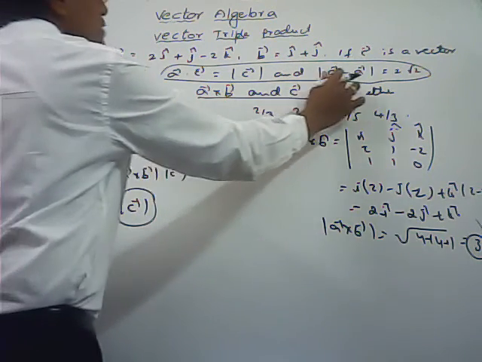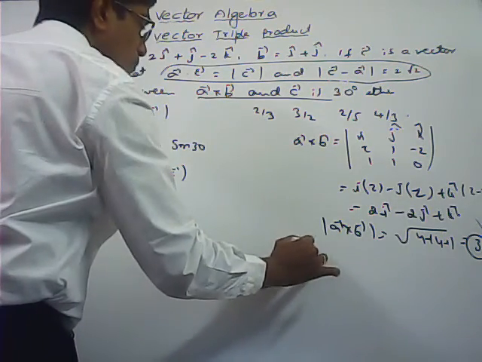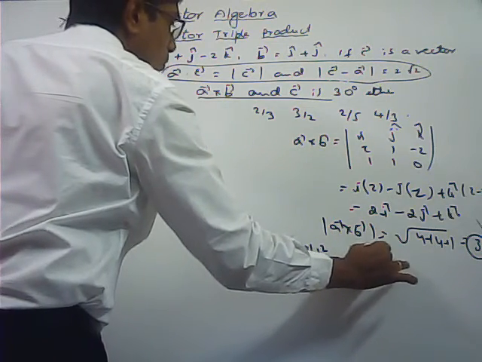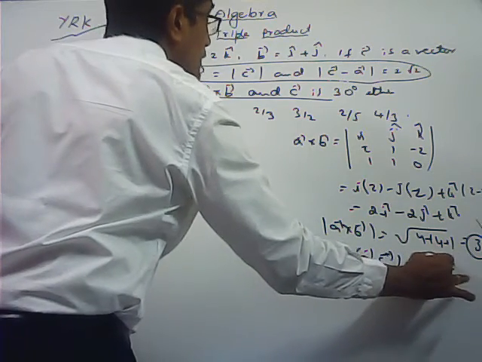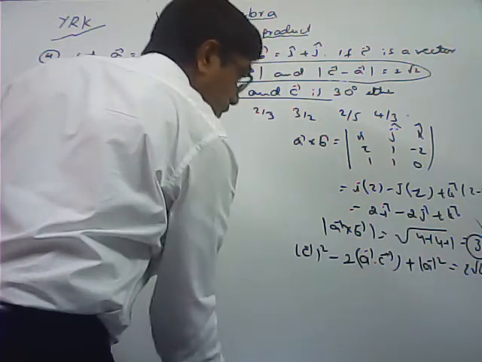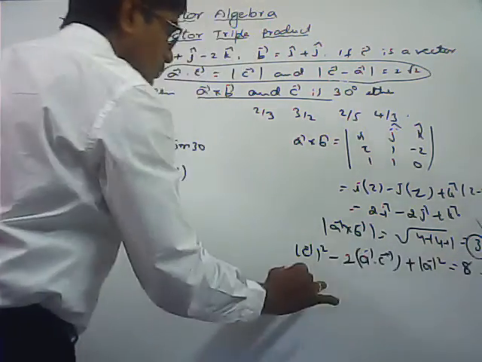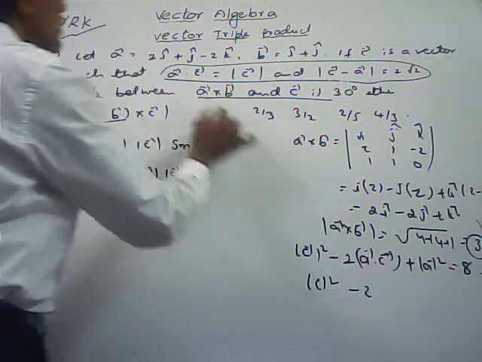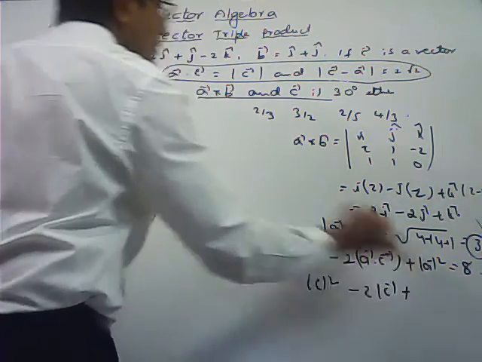This one I am taking squaring on both sides. By taking the squaring on both sides, modulus of C bar square minus 2 into A bar dot C bar plus modulus of A bar square, that is equal to 2 root 2 is given, 8. By taking the squaring on both sides, this one becomes 8. Modulus of C bar square minus 2 into A bar dot C bar value is given, that is modulus of C bar, plus modulus of A.